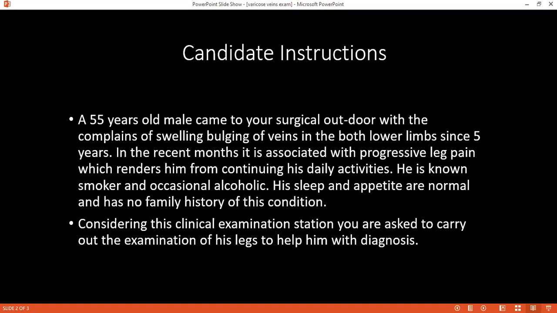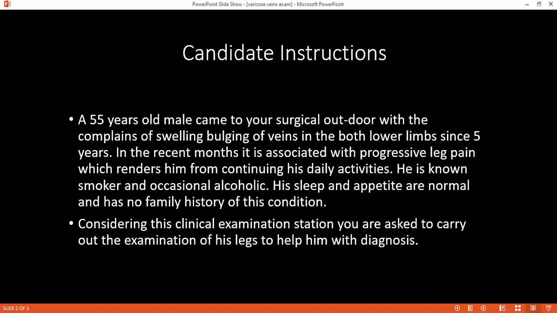And what is your main differential diagnosis? My main differential diagnosis is primary varicose vein with incompetent perforators. Why primary? The patient is alcoholic and the patient is a smoker as well. So why have you decided to call it primary varicose vein? What are the differences between primary and secondary varicose veins, and how does the examination differ?